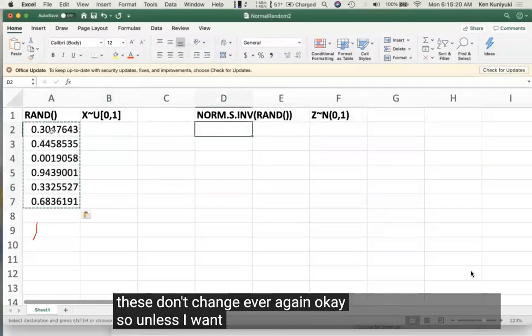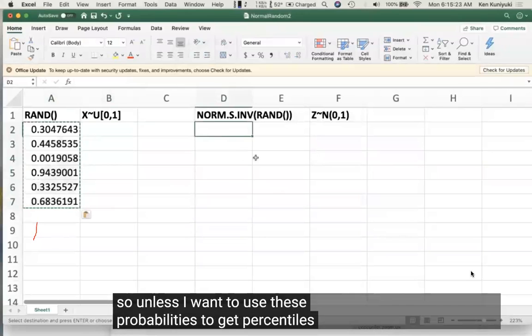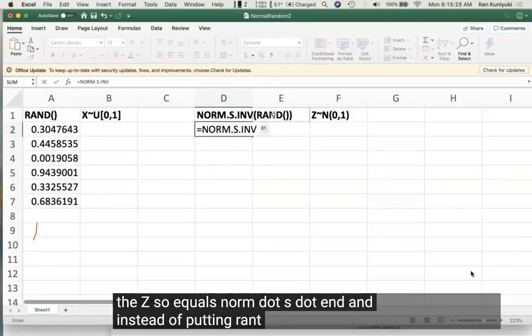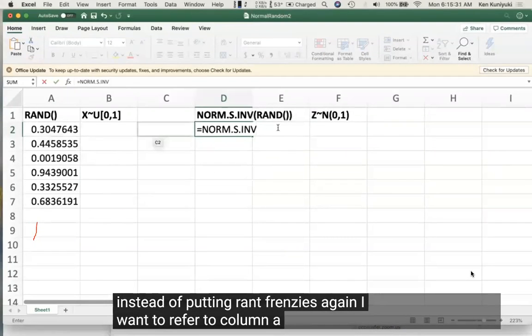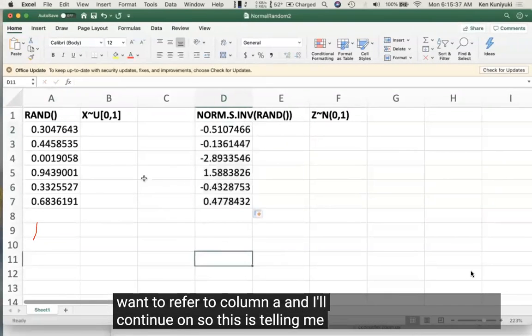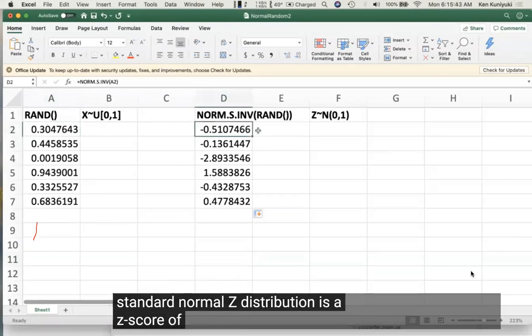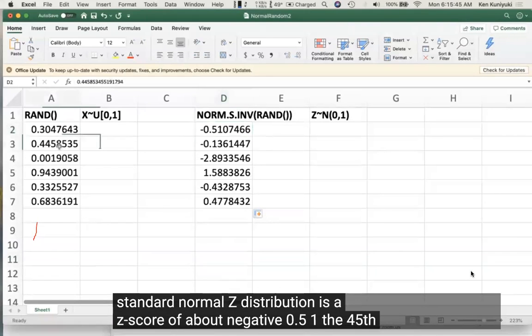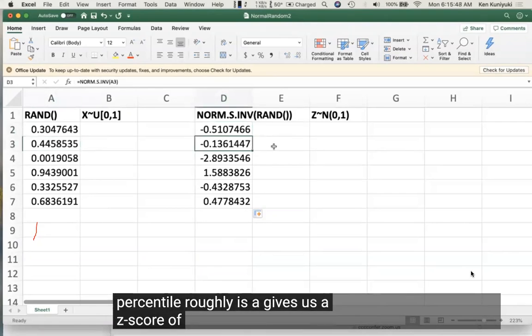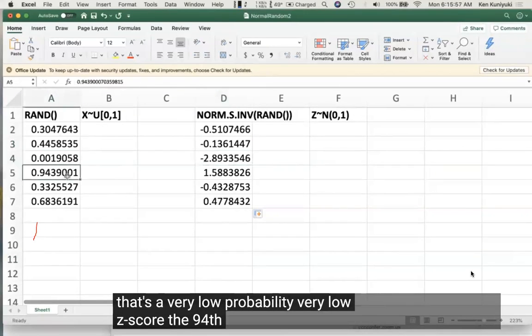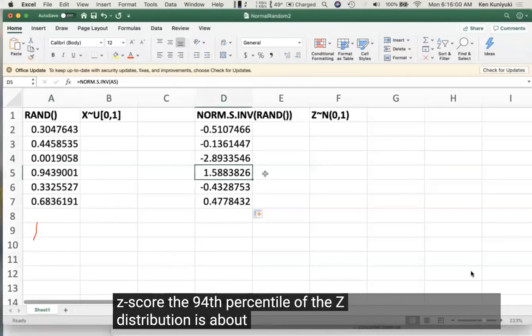Okay, so let's say I want to use these probabilities to get percentiles from the z. So equals norm.s.inv. And instead of putting rand parentheses again, I want to refer to column A. And I'll continue on. So this is telling me that about the 30th percentile from the standard normal z distribution is a z-score of about -0.51. The 45th percentile, roughly, gives us a z-score of about -0.14. Okay, well, that's a very low probability, very low z-score. The 94th percentile of the z-distribution is about 1.6.